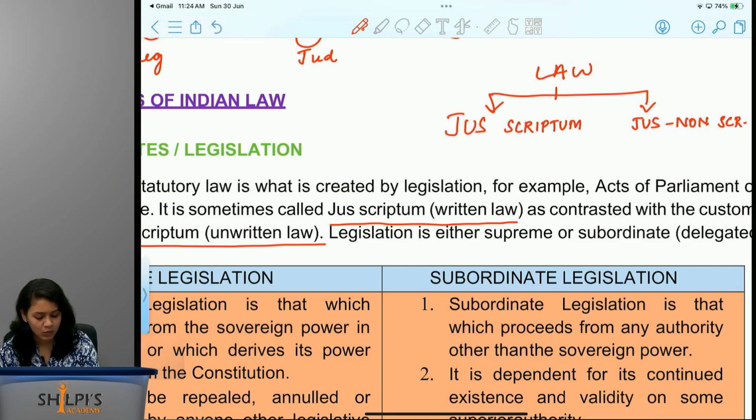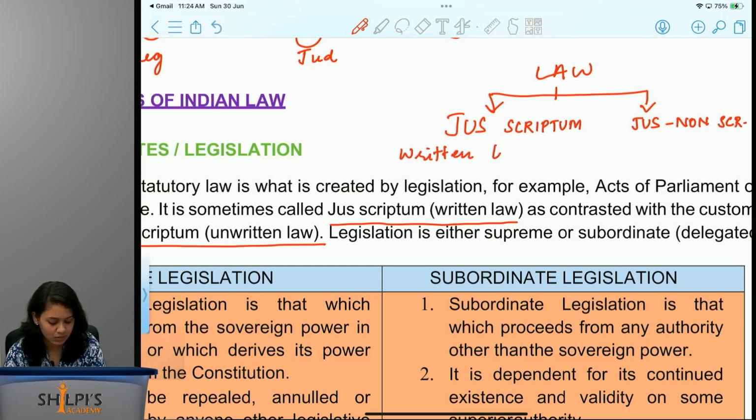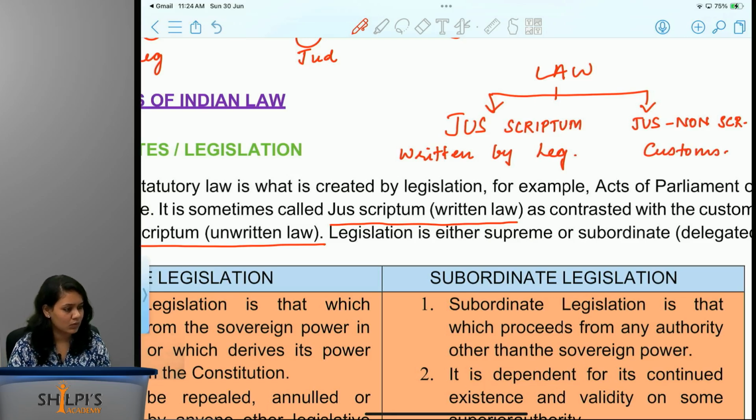When we call it written law, it is what we call law, legislation, act and statute. That is, it is written by the legislature. Whereas jus non scriptum or unwritten law is what we call customs. Customs we study as a separate topic.